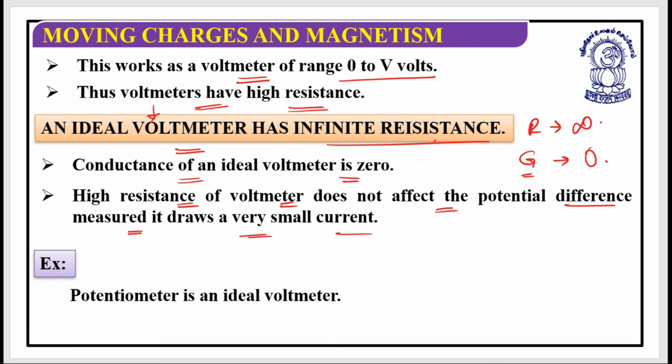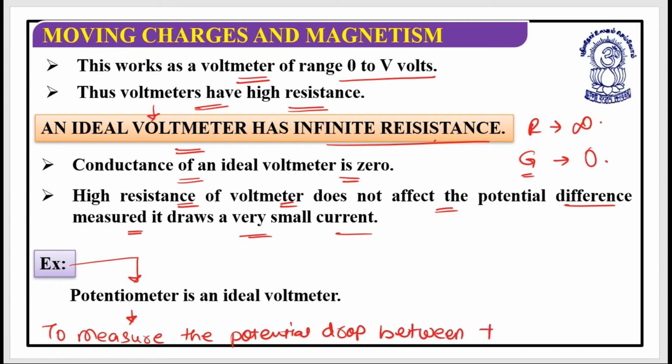And we can say that the potentiometer, have you remembered this? Why do we use it? Potentiometer is used in current electricity to measure the potential drop between two points, or we ideally say it as an EMF because current is not drawn. So even the potentiometer is an ideal voltmeter. Is it clear up till now?